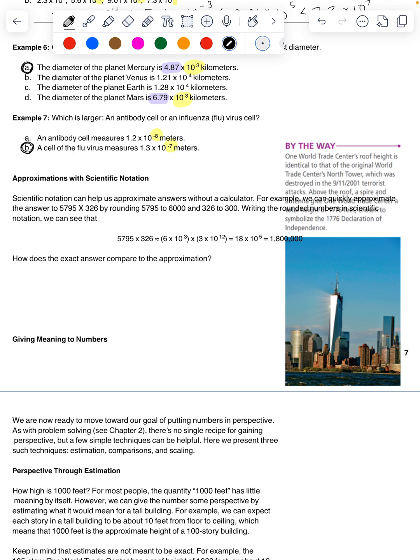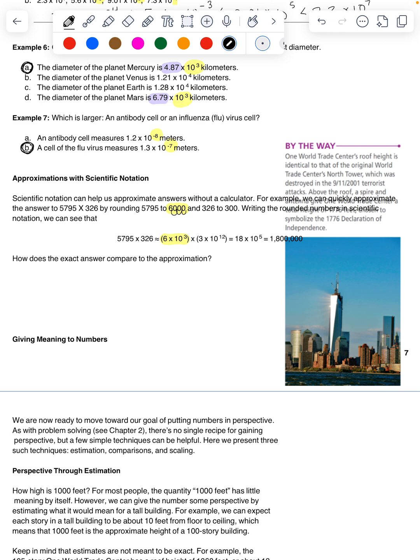Scientific notation can help us approximate answers without a calculator. So we can approximate the answer of 5,795 times 326 by rounding 5,795 to 6,000 and 326 to 300. So then we've got 6 times 10 to the 3rd. So that is just us writing 6,000 in scientific notation, because I would move the decimal 1, 2, 3 places.